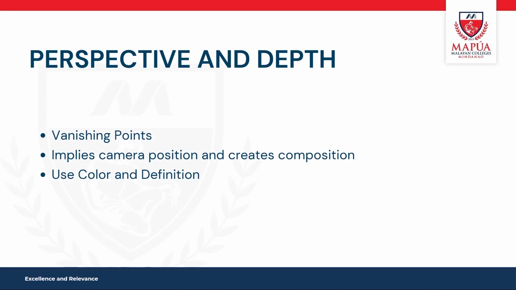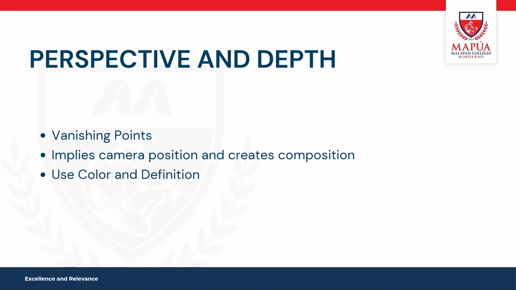This concept should have been taught to you in Drawing 2. So think of this as a review. The advantage of establishing perspective and depth in your animation is the implication of camera position. You can imply a false camera angle, false camera position by the way that you illustrate the perspective of your drawing. And with that, it can help you create a good composition and layout for your scenes.